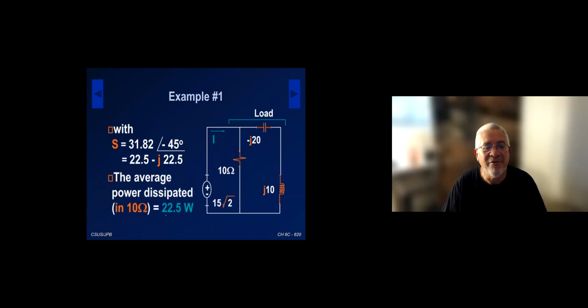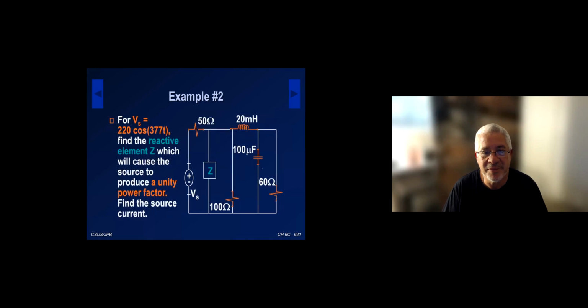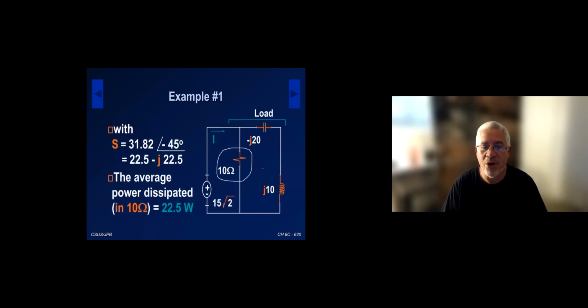And from there, I can also say the average power dissipated is 22.5. And I can even conclude that all 22.5 is going to be dissipated by the resistor, because the inductor and the capacitor on average dissipate no power. So that concludes this particular example.